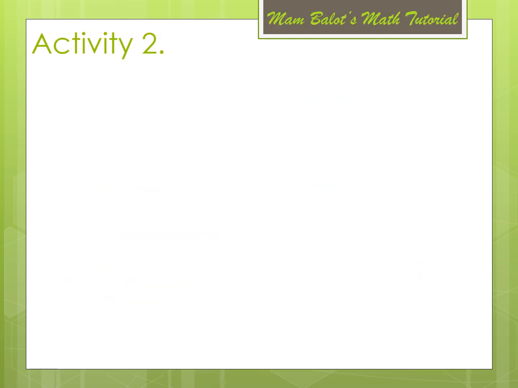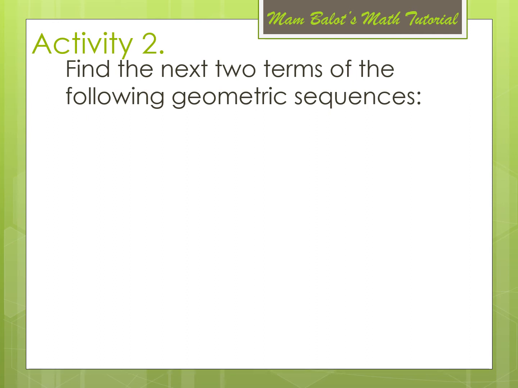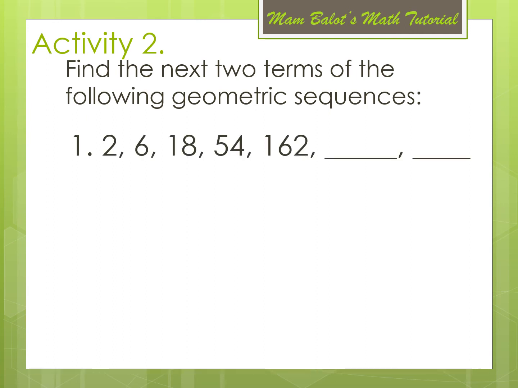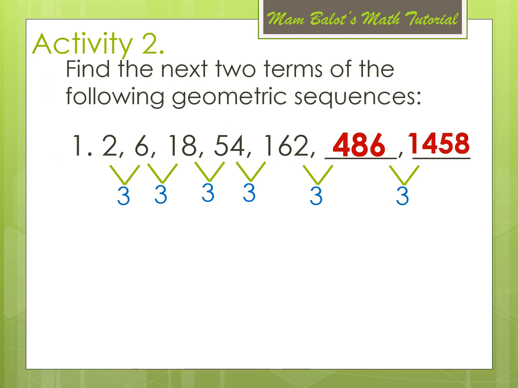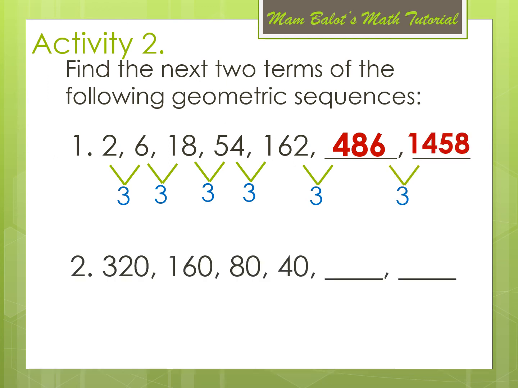Let's have activity 2. Find the next two terms of the following geometric sequences. Number 1, we have 2, 6, 18, 54, and 162, blank and blank. So, we need to get the common ratio first before we can get the next terms. So, in here, we have a common ratio of 3. So, therefore, to get the next term, we will multiply 162 by 3, and that is equal to 486. Multiply another 3, we get 1,458.